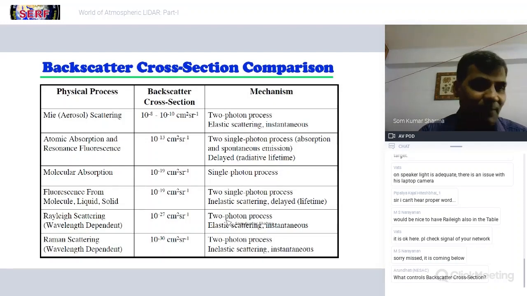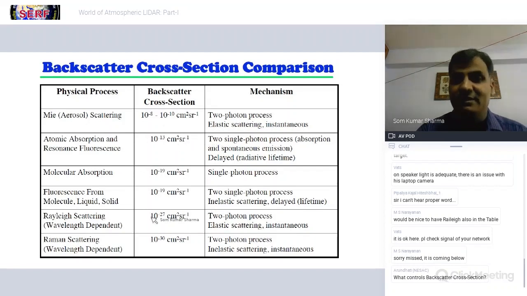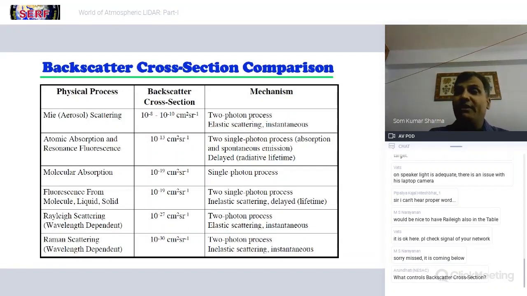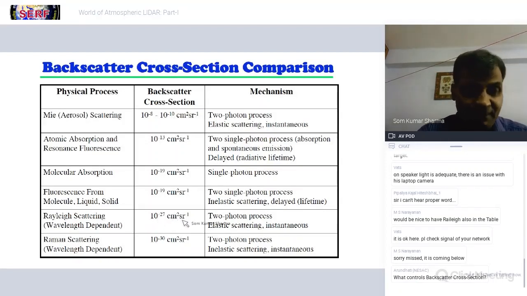Then what is the major difference? The major difference lies here. You see the Mie scattering cross section is much bigger, about 10 orders of magnitude bigger than the Rayleigh scattering cross section. So please remember, in Mie scattering we get a very strong signal. In Rayleigh scattering we get a relatively weaker signal. So the scattering cross section comes into the picture. The Mie scattering cross section is very big compared to the Rayleigh scattering cross section. The Rayleigh scattering cross section is, remember, about 10 orders of magnitude less. If you take here 10 to the power minus 17 in the middle, here it is 10 to the power minus 27 centimeter square per steradian.